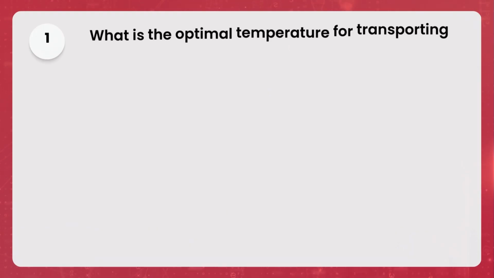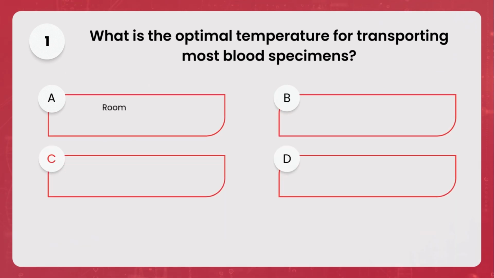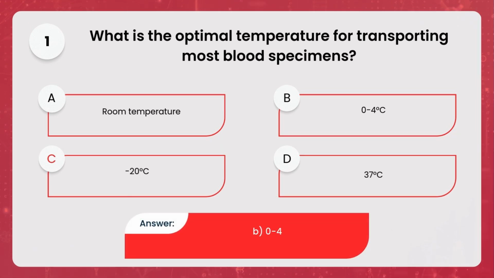Number 1. What is the optimal temperature for transporting most blood specimens? A. Room temperature. B. 0 to 4 degrees centigrade. C. Minus 20 degrees centigrade. Or D. 37 degrees centigrade. The answer is B. 0 to 4 degrees centigrade.